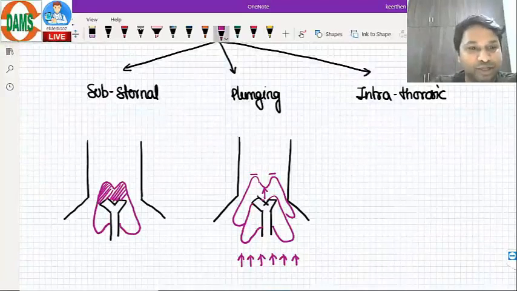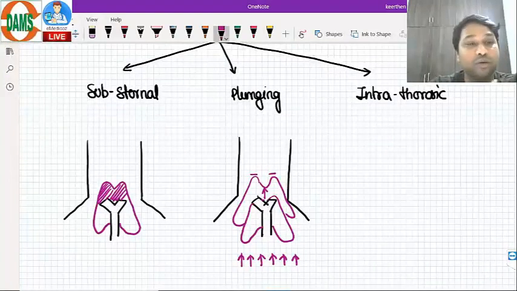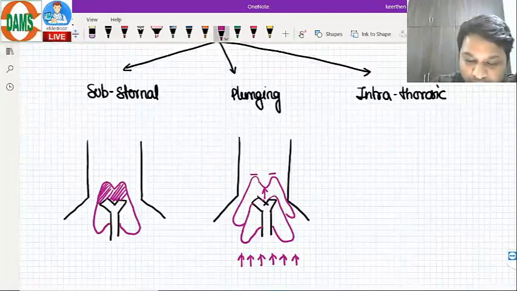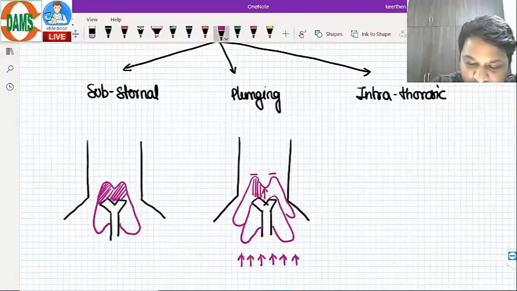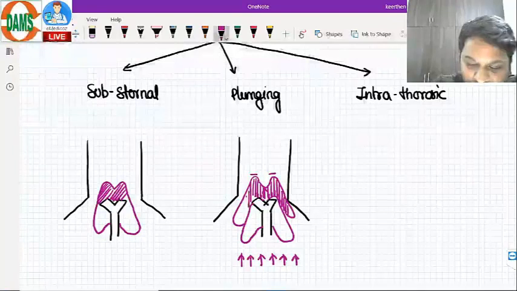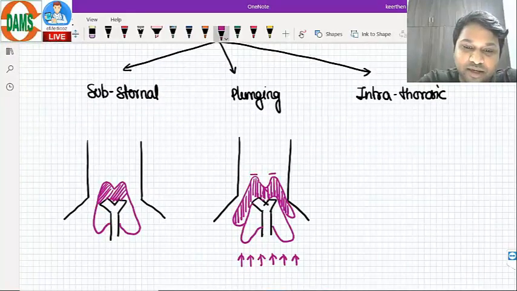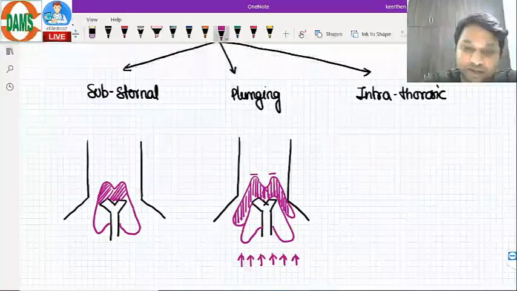But when the patient does a Valsalva maneuver, or takes heavy swallows or deep swallows, or you can say expulsive swallows, the gland is going to move upwards. Now as the gland moves upward, the superior pole will be visible in the neck region, and such a variety is called the plunging variety.